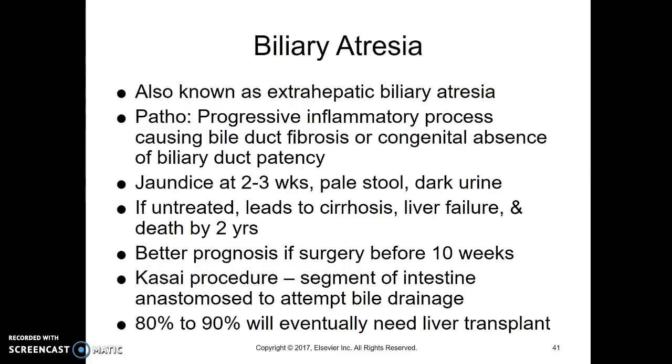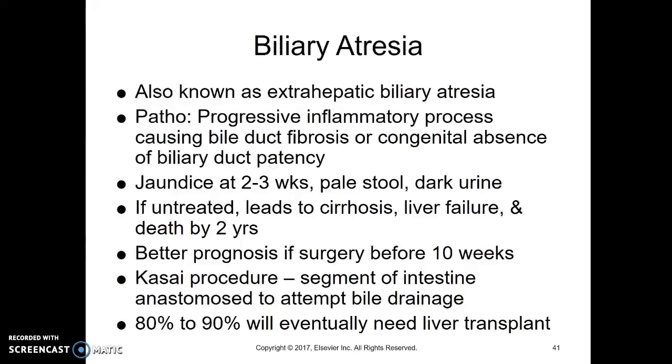So usually what you're going to see is jaundice at about 2 to 3 weeks of age. This differs from physiologic jaundice because that's at more like 3 days of age. So this happens a little later, with the pale stool and dark urine, because you don't have the bile going into the stool, and your body's trying to get rid of bilirubin in the urine. If this is not treated, it destroys the liver, and they rarely live beyond 2 years.